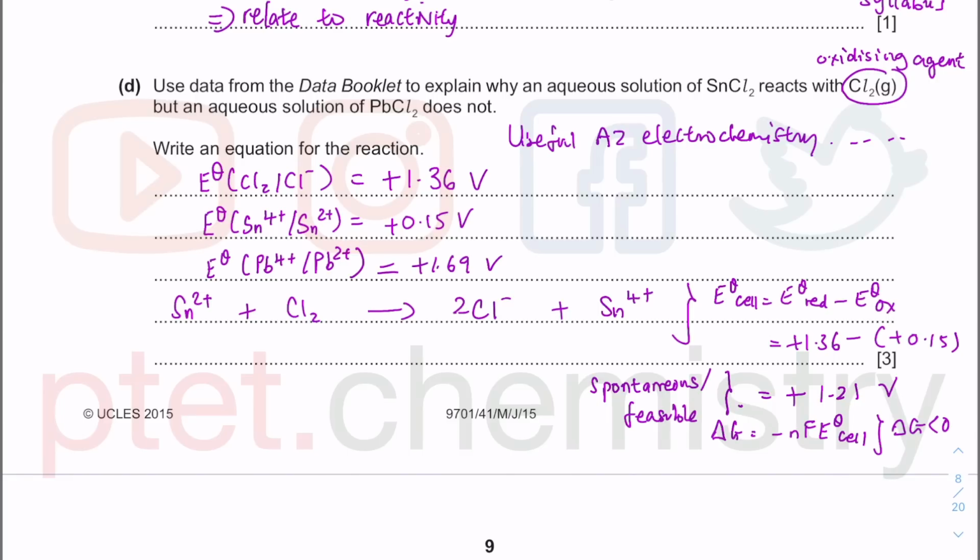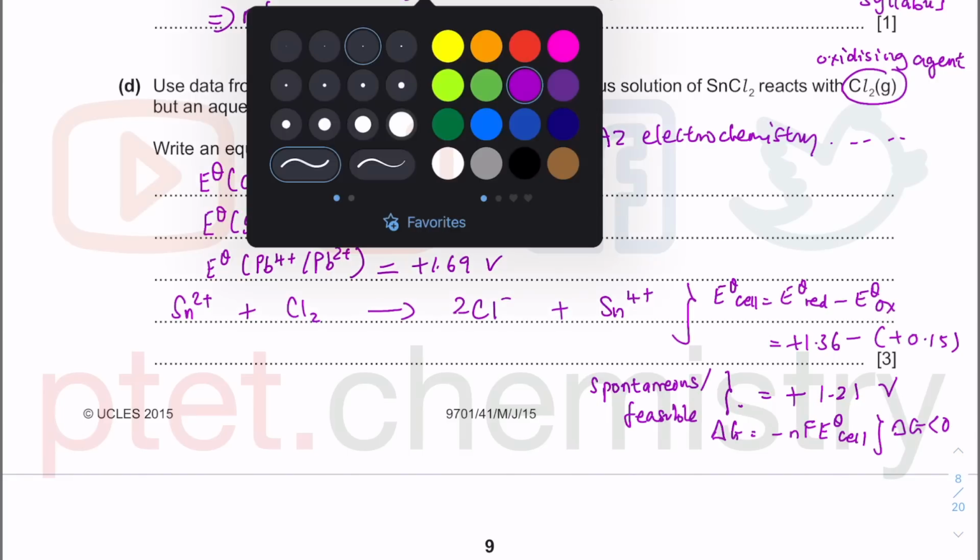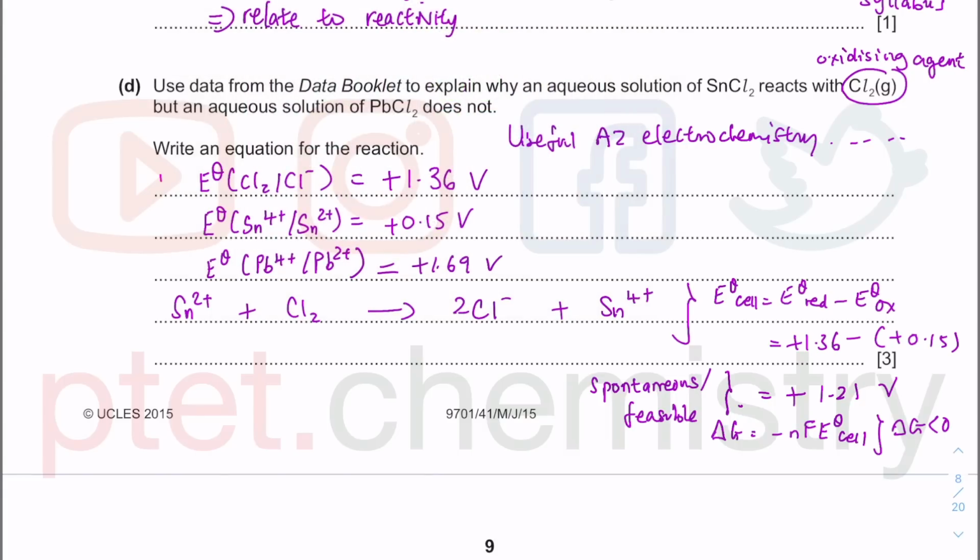But an aqueous solution of PbCl2 does not react. So now we are onto the negative bit. If Cl2 oxidizes Pb2+ to Pb4+, we need to show the E cell is going to be the E red, which is the Cl2 acting as oxidizing agent, so it will undergo reduction.